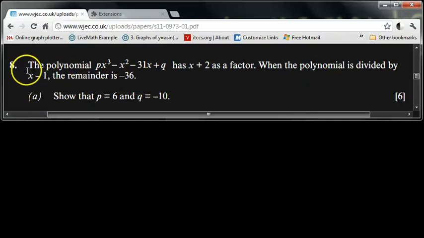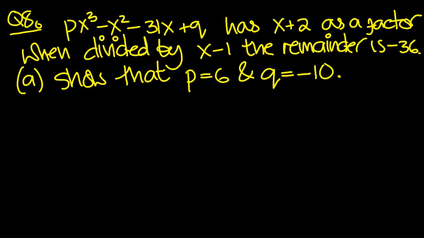Part A then of question 8. We've got a polynomial f(x) = px³ − x² − 31x + q. It has x + 2 as a factor, so that's good. So the factor theorem will give f(−2) = 0 when we put it in. When the polynomial is divided by x − 1, the remainder is −36. So that's good. The remainder theorem then, when we put f(1) in for x, we'll get the value of −36. We need to show that p is 6 and q is −10.